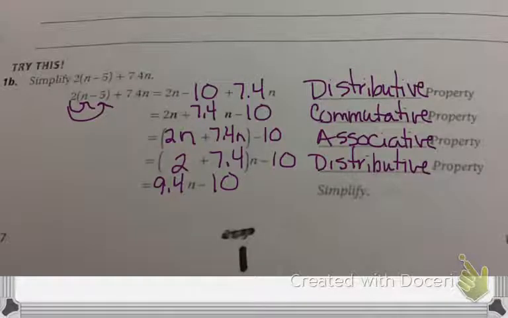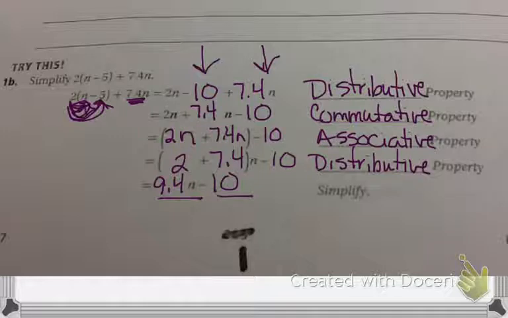Okay, so the answer simplified is 9.4n minus 10. We can't combine these two terms because there's no n with the 10. So that's as much as we can do. But if we go back to the beginning, I started with distributive property by taking the outside number and multiplying it by everything inside. That's how I got the 10. And then I just moved the 7.4n in here.